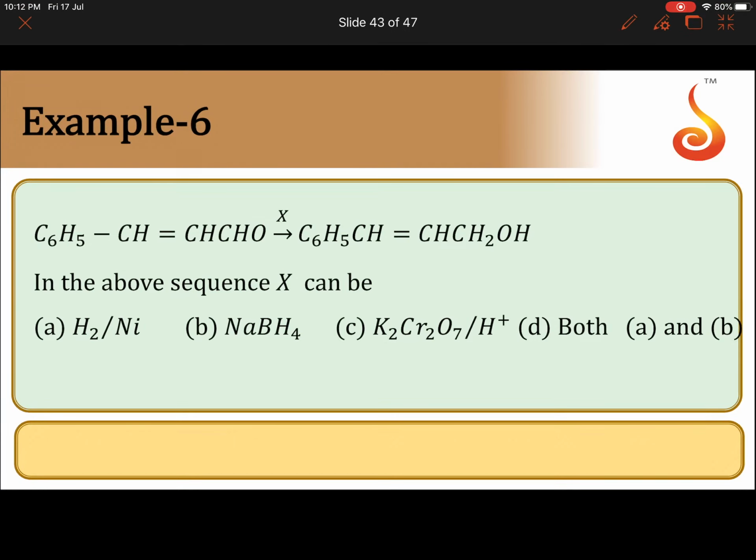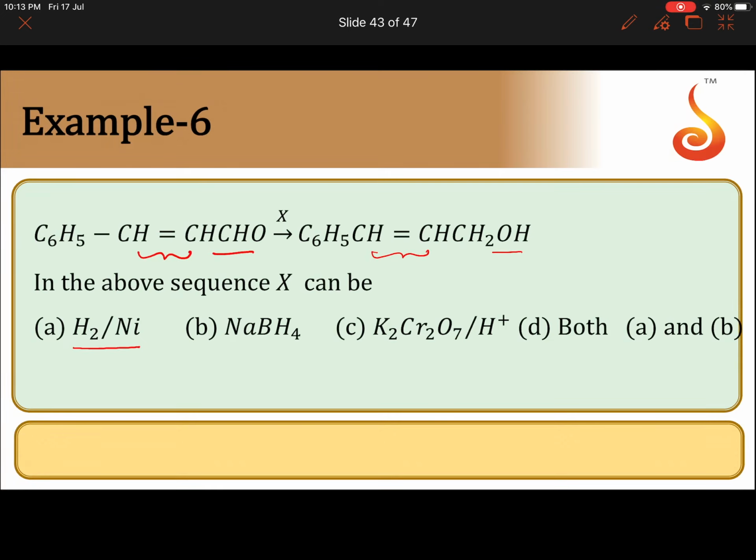C6H5 CH=CH CHO. This is an unsaturated aldehyde. It should be converted to an unsaturated alcohol. Okay, so in the above sequence of reaction, what is X? What is the reagent that we can use here?